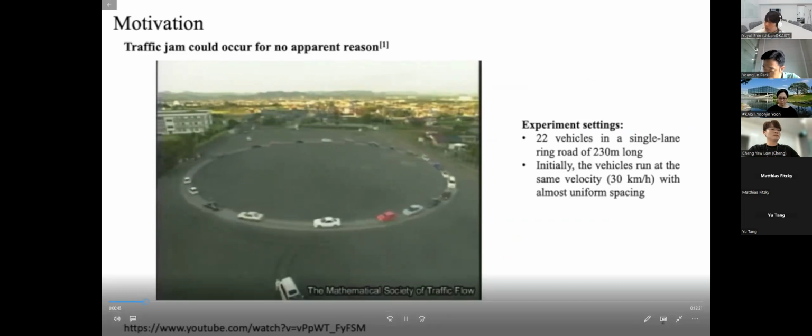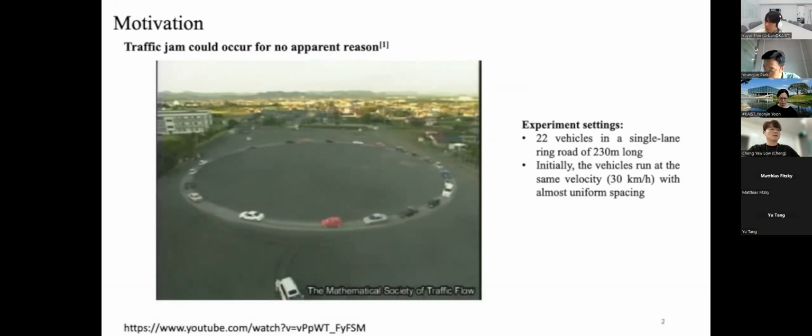After a while, the homogeneous velocity cannot be maintained and the distances between vehicles start to vary. Finally, several vehicles are forced to stop completely for a moment. Traffic jam is generated. In this system, there is no apparent reason like collision or road construction, but traffic jam indeed occurs.